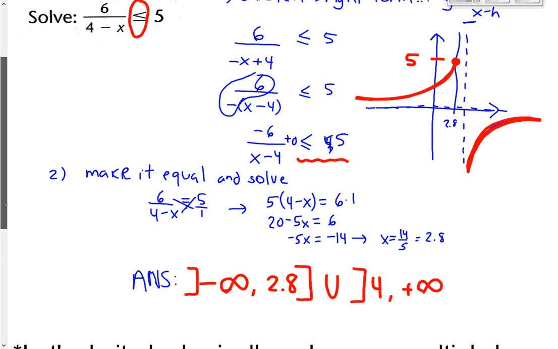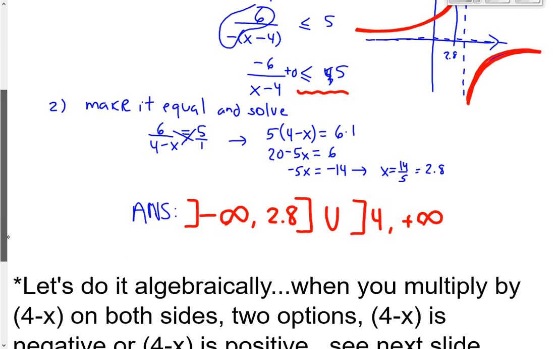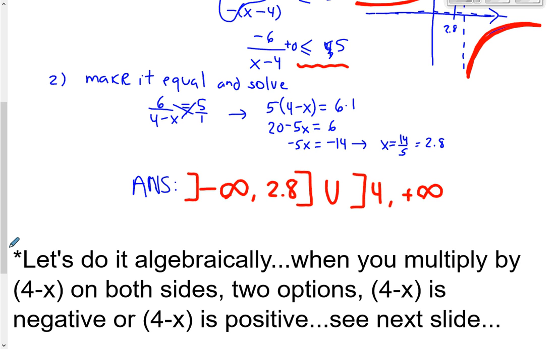But I know that some of you will like to do it algebraically. And what happens when we do it algebraically is that, remember, when you multiply or divide by a negative, you need to switch your sign. So let's do it algebraically, but then you have to remember we're going to have 2 options. So let's do it on the next slide so we have more room.